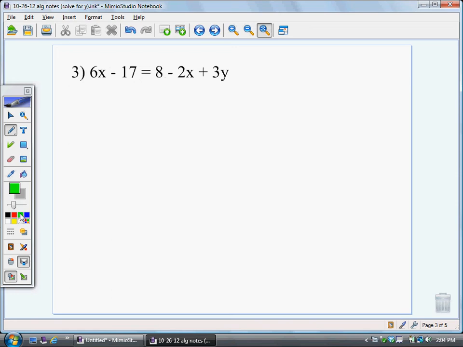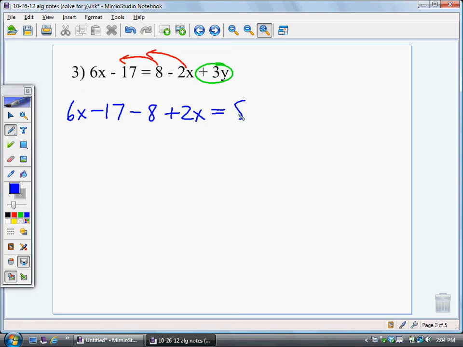Okay, now on the next one, remember we're rewriting it so that y is a function of x. There's my y term right there. So that's what I'm going to be trying to solve for, that y. This 8 is going to have to go over there, and this negative 2x is going to have to go over there. And so to get the 8 over, I'm going to have to subtract 8. So I have 6x minus 17, and then I have to subtract 8 to get that over there. The negative 2x, I would have to add 2x to get that over here.